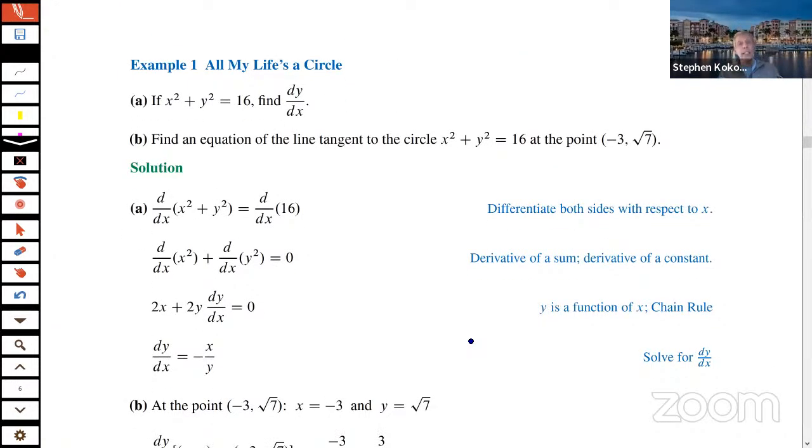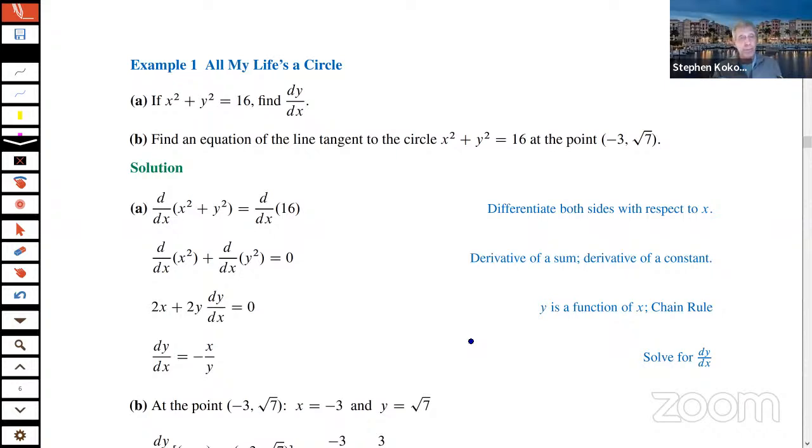Let's go back to this first problem that I introduced just a couple of minutes ago. This equation x squared plus y squared equals 16. And let's see if we can find y prime. And once we do that, let's see if we can find an equation of the line tangent to that circle at the point -3, square root of 7. Jeepers, I forgot to check this. Does that lie on that circle? Yes, I think it does. 9 plus 7. Yeah, we're okay there.